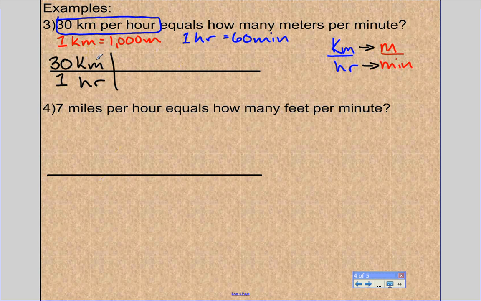Now, I can do the kilometers to meters first, or I can do the hours to minutes first. It doesn't matter what order I do the conversions. I usually like to start with the one that's on top, the kilometers. So we need to plug in 1 kilometer equals 1,000 meters in here. Same thought process as before. Here's my kilometers that I need to get rid of. So I need to put this kilometers on the bottom to cancel that out. So the 1 kilometer is going to go on the bottom, the 1,000 meters on top. That cancels out my kilometers.